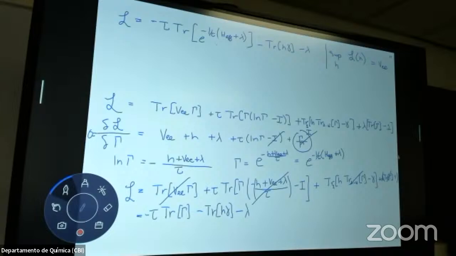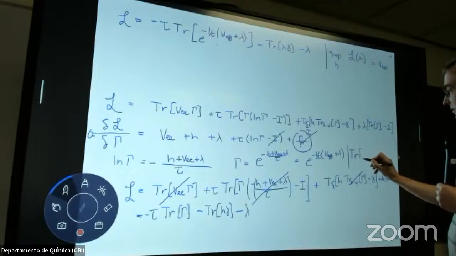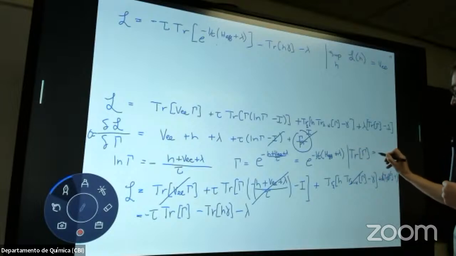Okay. Well, there's something fortunate that I know from, again, this expression, which is I know that trace of gamma equals 1. That's my constraint, right? So let's just think about, what does this mean?